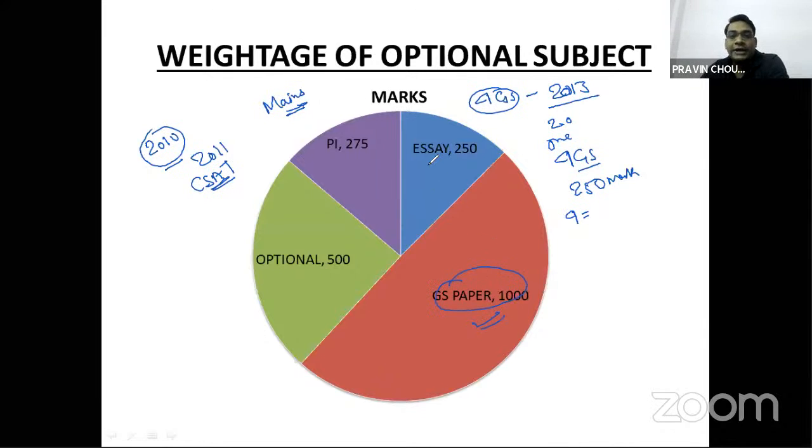Now when we talk about the essay paper, it is also very important, because marks in your essay and optional subject, both are very, very important. They will decide your rank, whether you will get your dream job, whether you want to be an IAS officer or an IPS. Whatever you have given as first priority, for that you also have to score good marks in your mains examination. So essay marks is 250 marks.